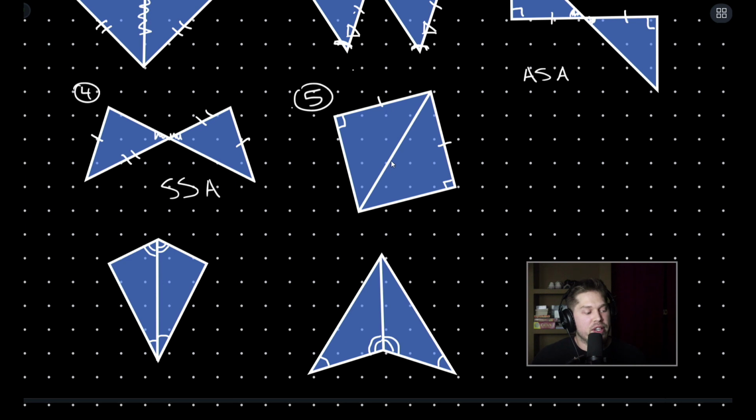What about number 5 here? What do we got? Well, we have an angle marked. These are right angles. And we have a side marked. And then again, just like in that first problem we solved, this middle part is shared. So what do we have? Well, just like the last one, we have side angle. So again, pause the video. Is this one congruent? Yes or no, and why?